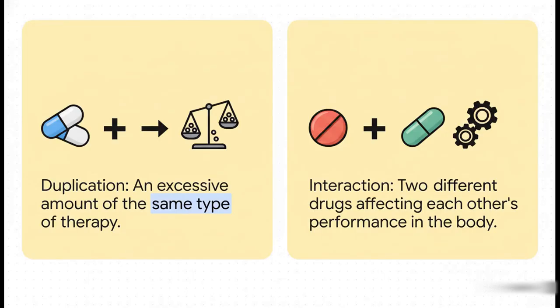Now, it is super important that you don't get this mixed up with a regular old drug-drug interaction. That's a totally different beast. A drug-drug interaction is when you have two different drugs that mess with how the other one works. But duplication, it's simpler. It's just getting too much of the same effect. Like taking two different meds that both thin the blood. It's an overload of one specific job.